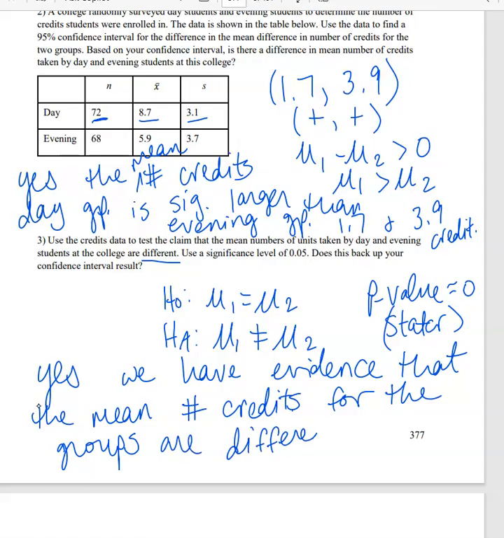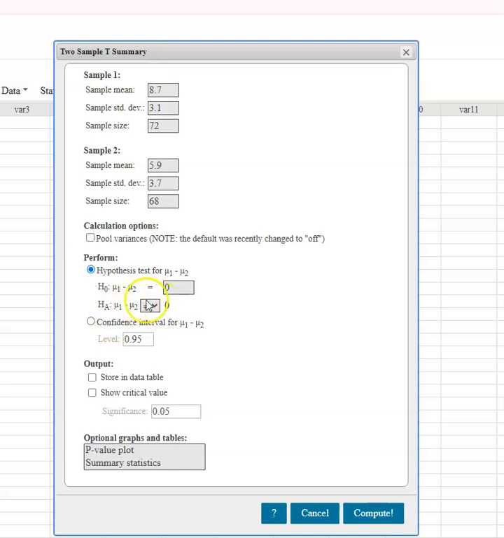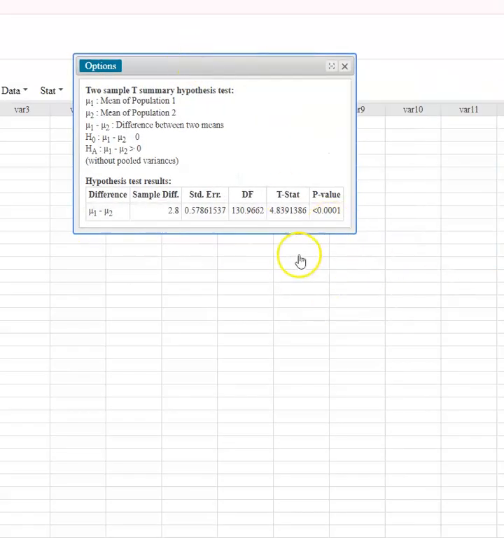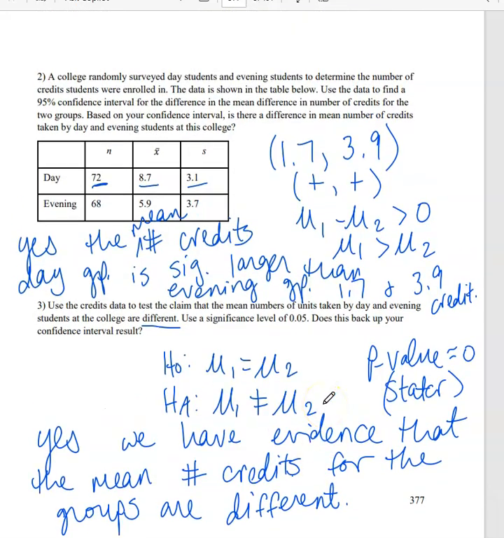Now, this did say different. We could have said, is mu1 higher than mu2? And so had we done that in StatCrunch, I believe we would have gotten the same information. Let's just check that real quick. If I had switched this to mu1 greater than, because remember mu1 was our daytime group, then we would have gotten the same results. So certainly mu1 is higher. Not only is it different, it's higher. But they said different, so I'm going to go with the alternative that the two means are not equal. And so that certainly does support what we said is the case from the confidence interval.